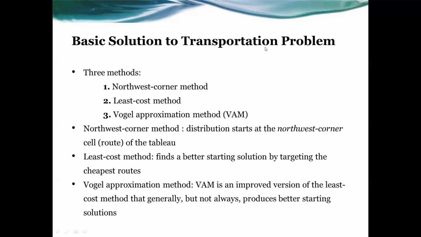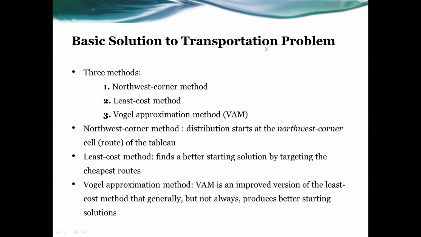So the northwest corner method means the distribution starts at the northwest corner. We start our distribution from the northwest corner of our table. The least cost method means we start from the least cost, the cheapest route. We find out the cheapest route first, and we start our distribution from that route.